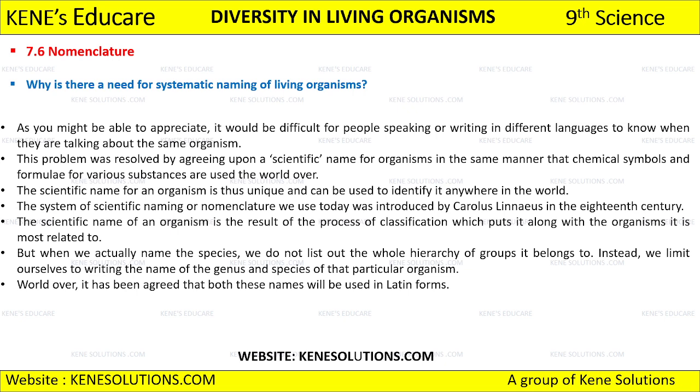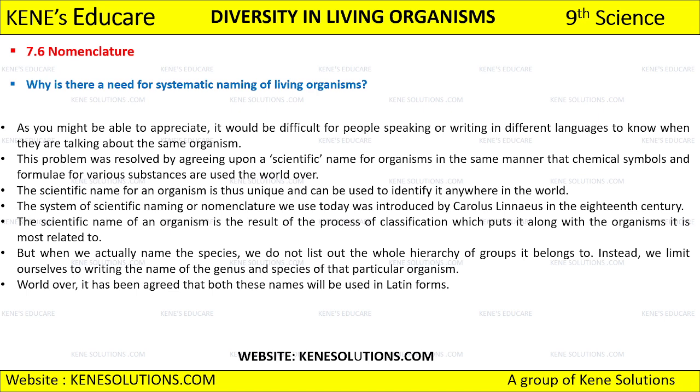Okay, so the system of scientific naming or nomenclature we use today was introduced by Carolus Linnaeus in the 18th century. The scientific name of an organism is the result of the process of classification, which puts it along with the organism it is most related to. So once every organism was classified into phyla, classes and divisions, it became easier for naming them or giving them a scientific name.